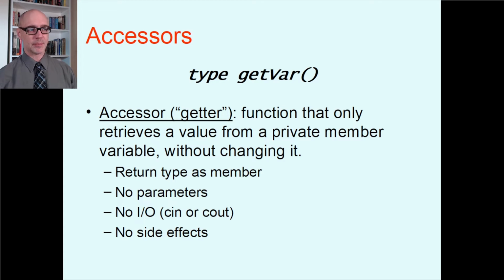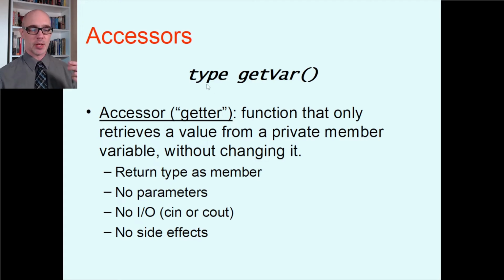Two different types here. Type number one are called accessors, right, or getters. So they're functions that have a name of get something. And so the idea here is, here's a function that just retrieves a value from a private member variable without changing it. So here's how application programmers learn about the values that are inside the object.